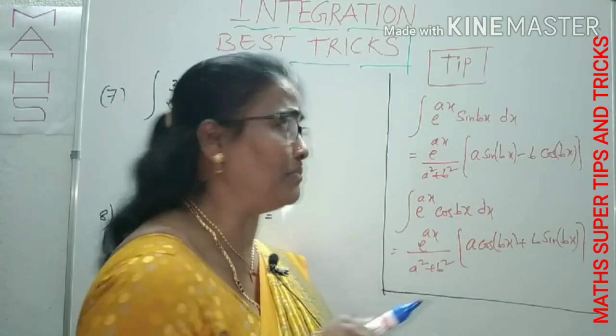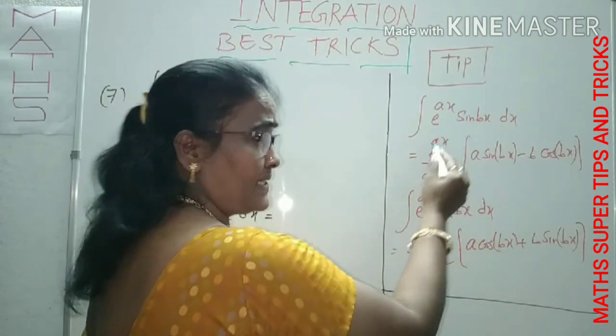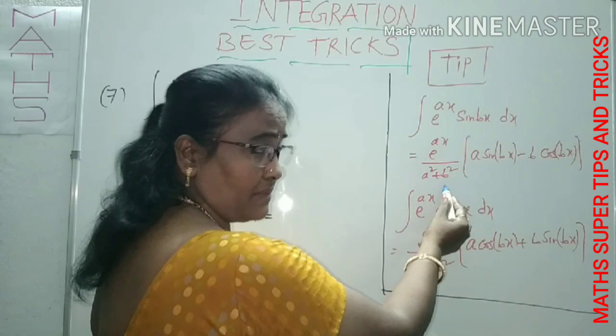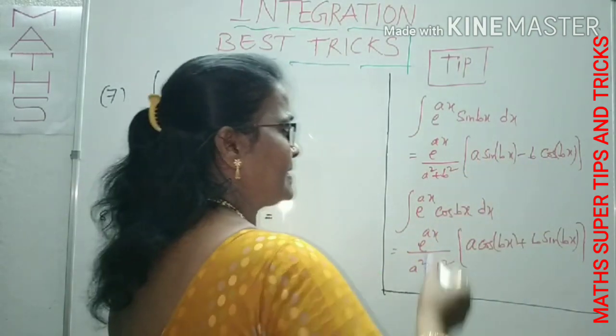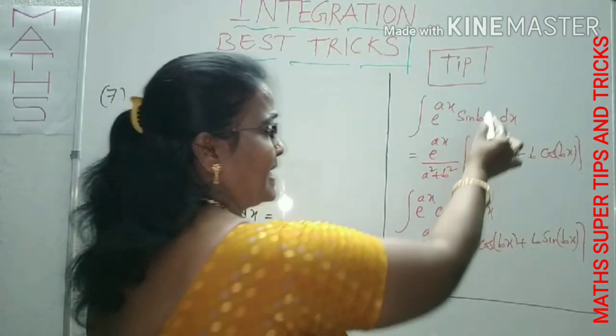That's simple, you have to remember. e^x sin bx is what? e^x/(a² + b²) times (a sin bx − b cos bx). Same way we can use it for cos. In place of sin there will be cos.